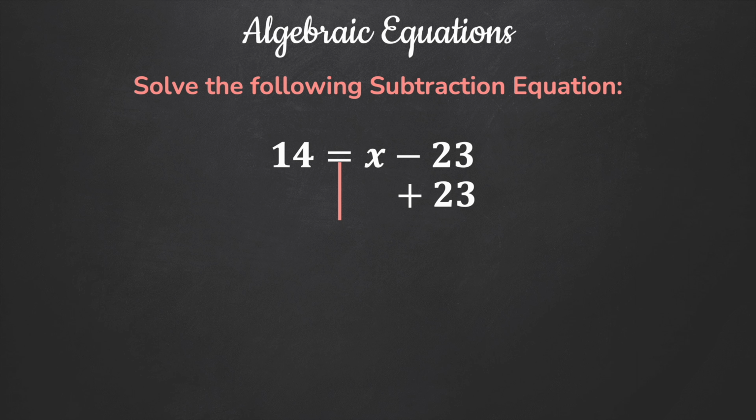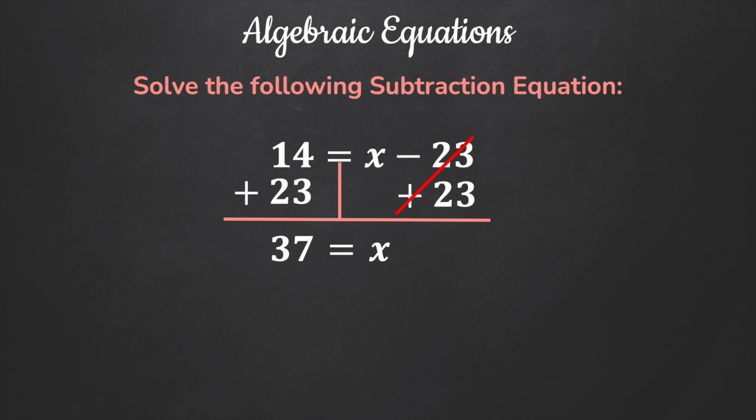But whatever we do on the right side, we also have to do on the left side. So now we have 14 plus 23, which is equal to 37. We're going to bring down the equal sign. And then here on the right side, these cancel out. So all that we have left is x. So x is going to equal 37. If we went back and substituted x for 37, we would have 14 is equal to 37 minus 23, which is true.